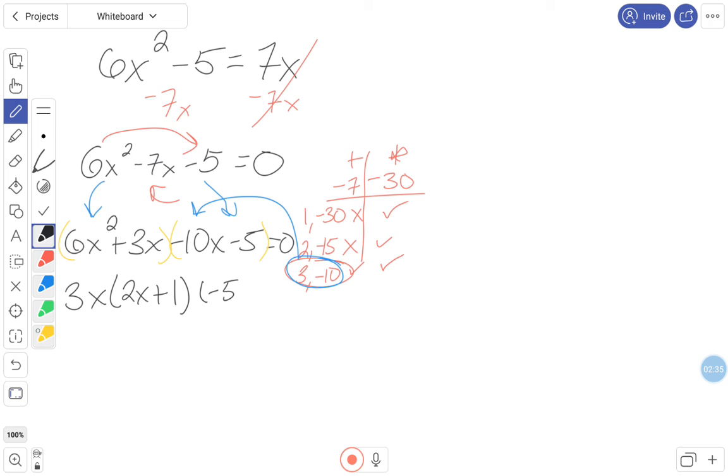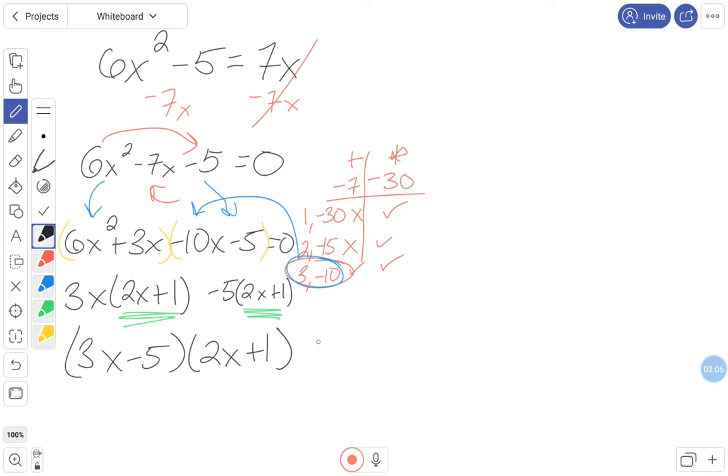Oops, I guess I didn't need parentheses there, did I? Let me erase that real quick. Move that parentheses. Okay. Negative 5, so negative 10 divided by negative 5 is a positive 2. And negative 5 divided by negative 5 is a positive 1. Hey, check it out. These two are the same. So I have 3x minus 5 as my first set of parentheses, 2x plus 1 as my second set of parentheses. And of course, the whole thing still equals 0.